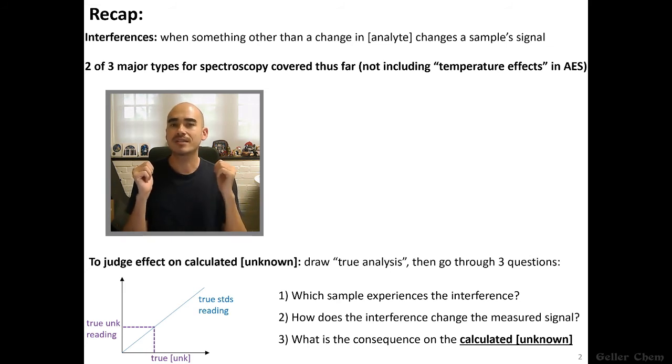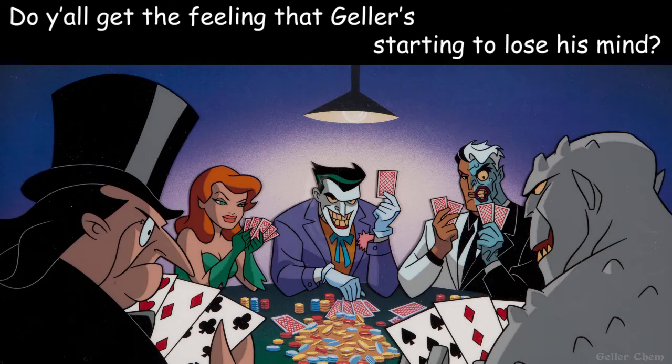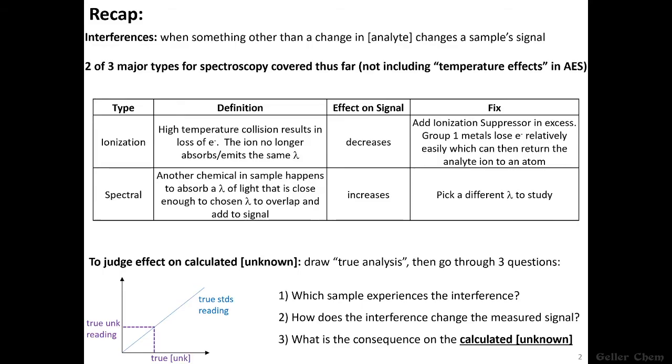So, to judge if these interferences are actually going to present a problem, we should always start by just drawing a calibration curve that represents everything going properly, and then ask ourselves three questions. 1. Which sample experiences the interference? 2. How does the interference change the measured signal? And 3. What is the consequence on the calculated unknown concentration? And we saw examples of how these questions are used when we covered the first two interferences, and we'll see another example momentarily as we get into the last interference.